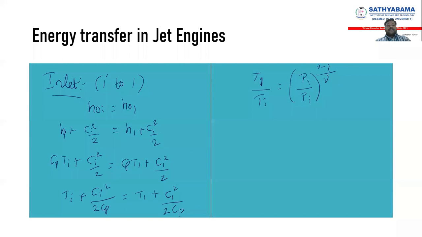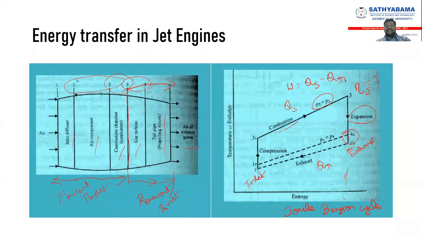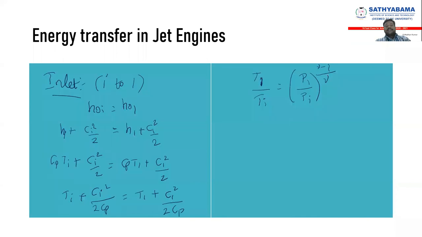With the help of this energy equation, we are able to predict the temperature ratio and the pressure ratio for the inlet. If we know the pressure ratio of the inlet, then we can find the temperature ratio of the inlet. And our next case is compression. The next stage is the compressor.